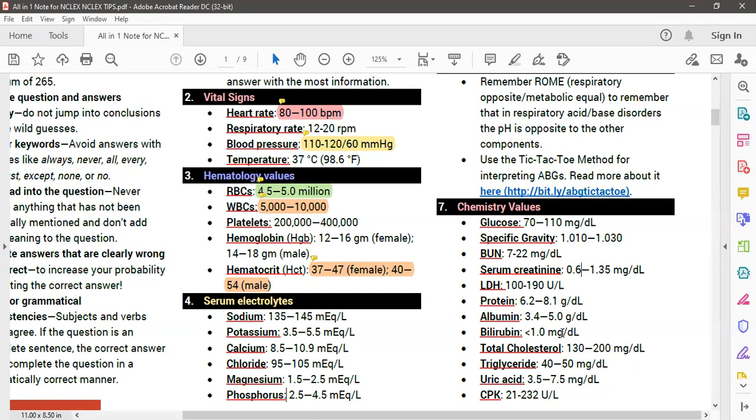What next? Total cholesterol, right? The total cholesterol is normally supposed to be less than 200. It is normal, 130 to 200. But an easy way to remember, total cholesterol is supposed to be less than 200 milligram per dl in our body. It indicates your heart is healthy.